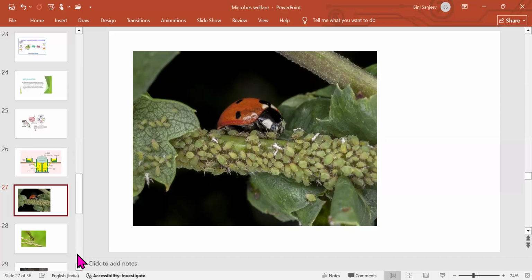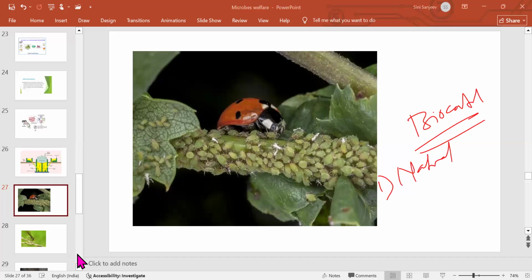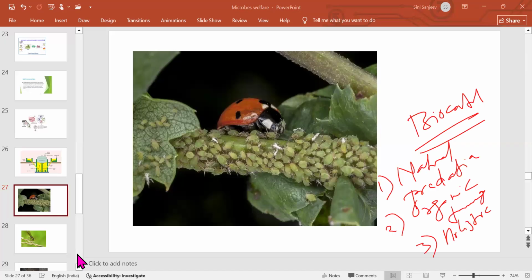Now, usually whatever biocontrol agents are there, because we use living organisms, there are certain benefits of using them. The first benefit is natural predation. Second is organic farming, because we are not using any chemicals. And third is the holistic approach. So natural predation means there is a predator-prey relationship used to control the pests from the fields, so that they will not destroy the crops.